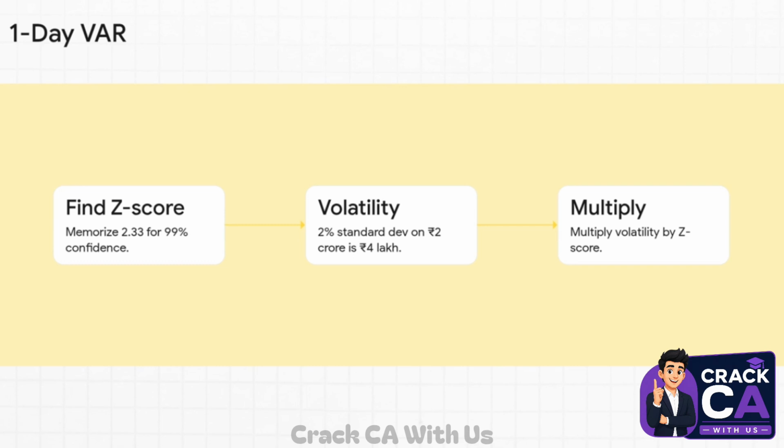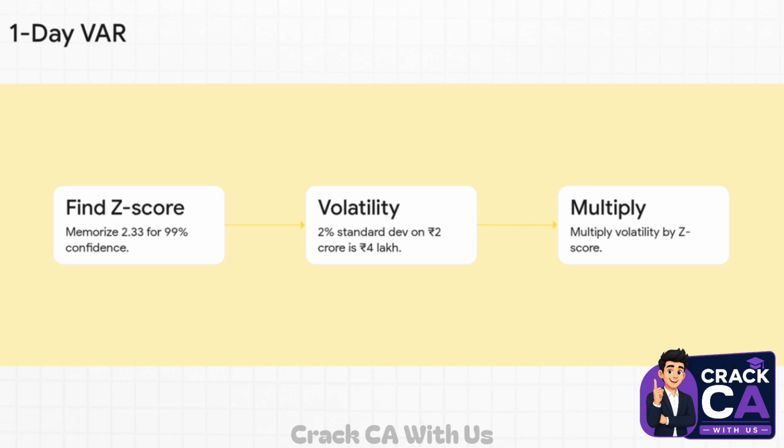So let's actually put this to the test. Let's say you're holding shares worth 2 crore rupees, and they have a daily standard deviation of 2%. What is your absolute maximum loss over one day at a 99% confidence level? Here we go. Step 1. Grab that Z-score we literally just memorized, 2.33. Step 2. Apply that 2% standard deviation to your 2 crore holding. 2% of 2 crore is 4 lakh rupees, right? That is your daily volatility in rupee terms.